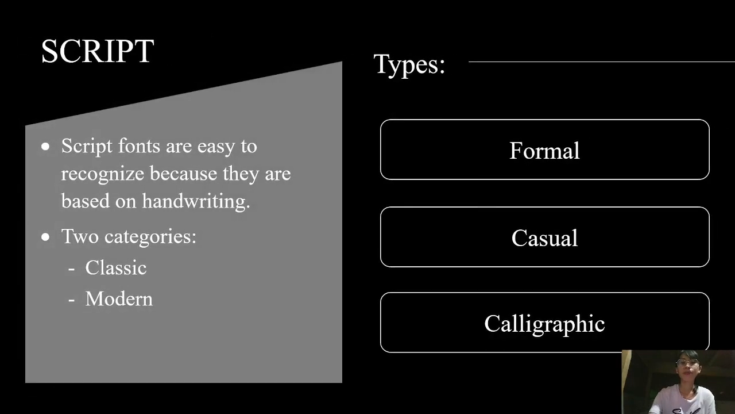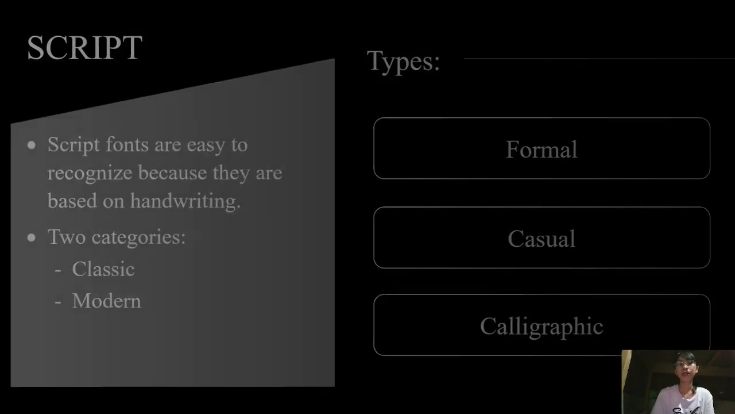Next font is the script. These fonts are easy to recognize as they are based on handwriting, typically cursive handwriting. It has two categories, the classic and modern. It also has three types, the formal, casual, and calligraphic. The formal employs a diverse set of glyphs, and the casual appears informal when written with a pen or brush. Calligraphic seems ambiguous, with uneven strokes.